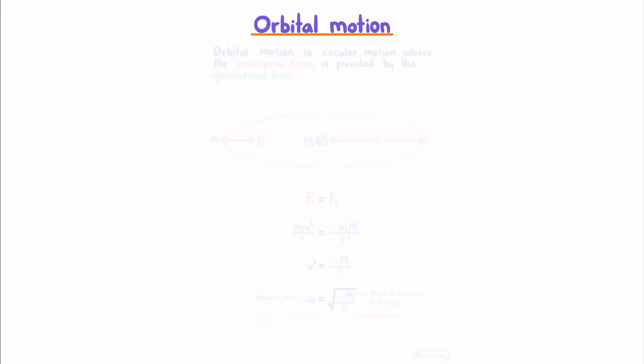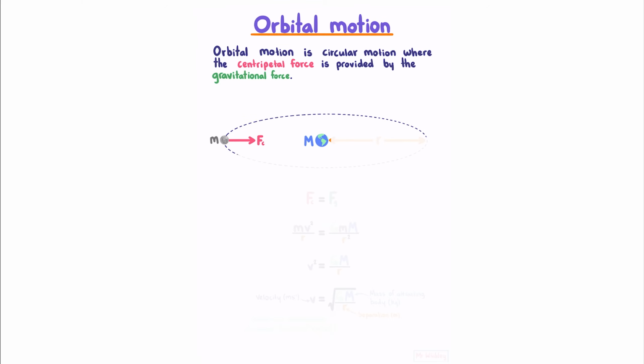Orbital motion. Orbital motion is circular motion, where the centripetal force is provided by the gravitational force. So if we have two masses, for example the Earth and the Moon again, where the Moon is going around the Earth due to its centripetal force at a particular radius. Because we know that the centripetal force is provided by the gravitational force, we know that these must equal. We also have equations for each, where we can solve this for velocity by first cancelling out our mass.